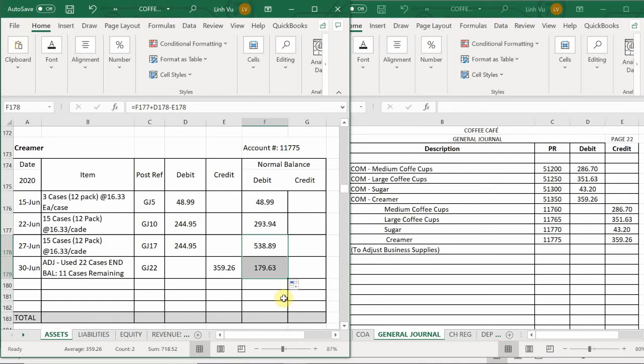So that tells me I have 11 cases left on hand, which is a 12 pack each. This is how much I should have at the end of June 30th. I don't have all 33 cases. I only have 11 left remaining in my supplies. And because this is an internal transaction and doesn't involve anybody else, I don't need to use a subsidiary ledger. So I am done with this transaction. Okay. So far, so good?